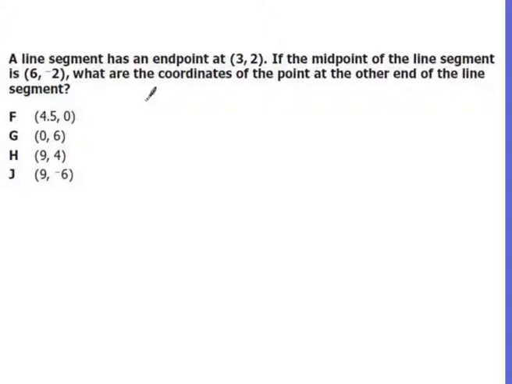Two ways you could do this. I'm going to draw a picture. I think that's the easiest, and then I'll mention another way here. So we've got 3, 2, and it really doesn't matter how you draw your picture. This is an endpoint, so I can put it on either end. And then my midpoint is at 6, -2. And then I'm going to put my other point here that I don't know.